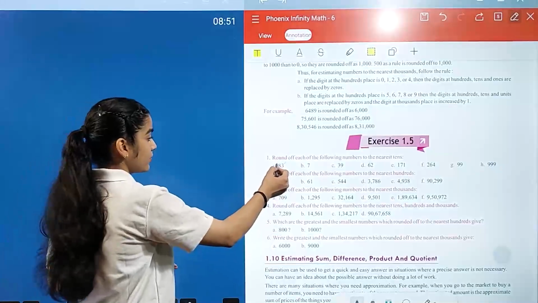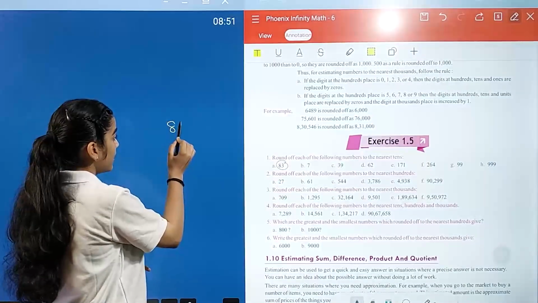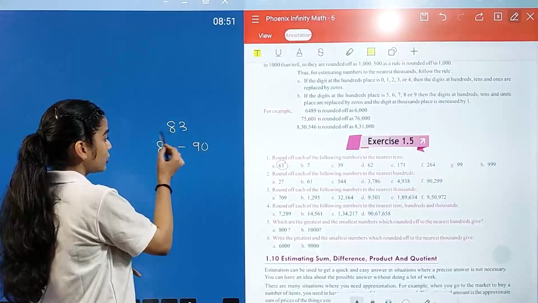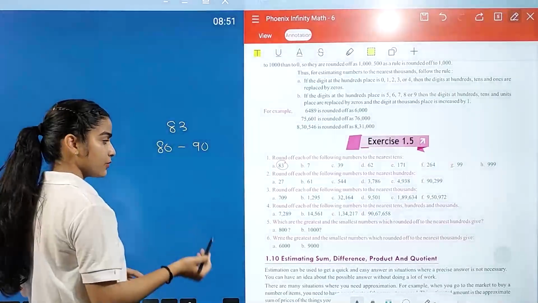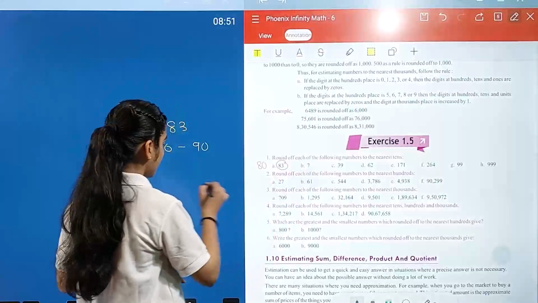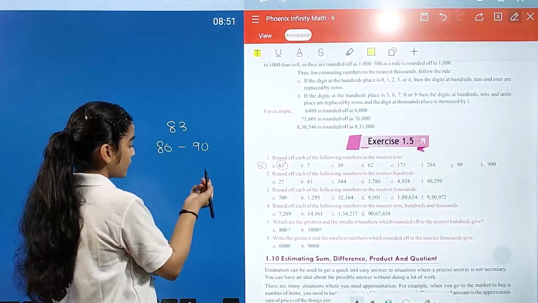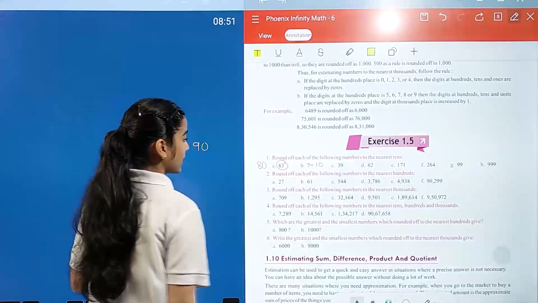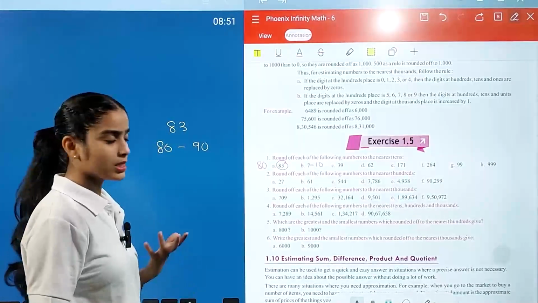So 83 will be rounded to the nearest 10. 83 lies between 80 and 90, and to shift towards 80 we have to take a few steps. That's why the round off of 83 is 80. Now 7 lies between, you can say, the nearest 10. So the number is approximately 10, because we have to shift towards the nearest 10, right?